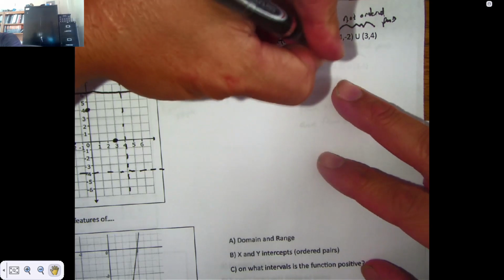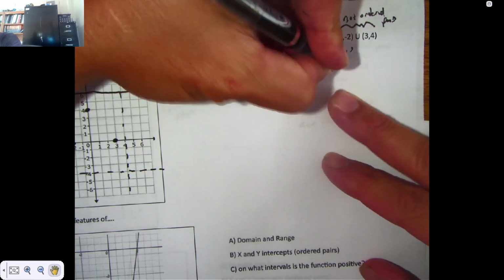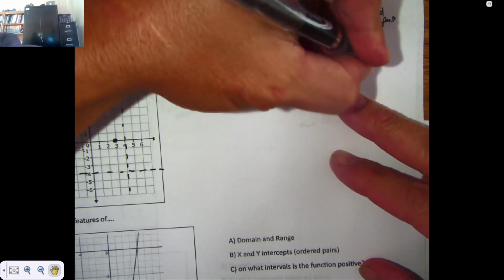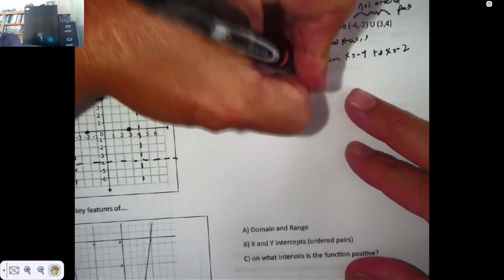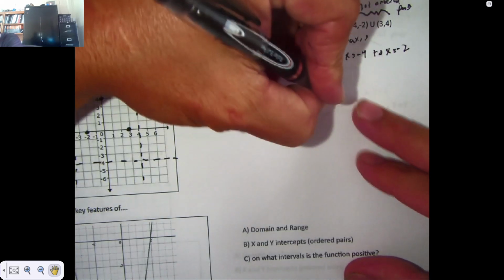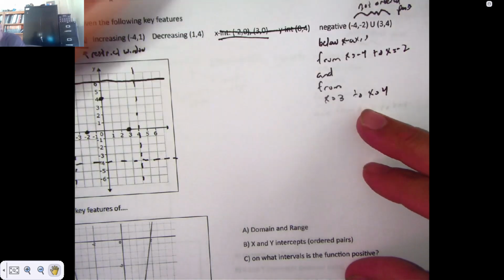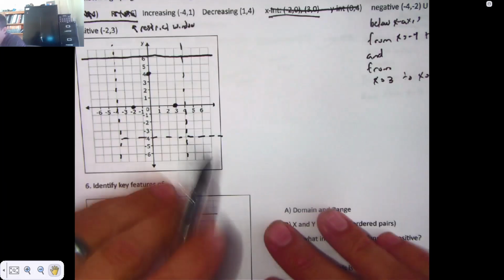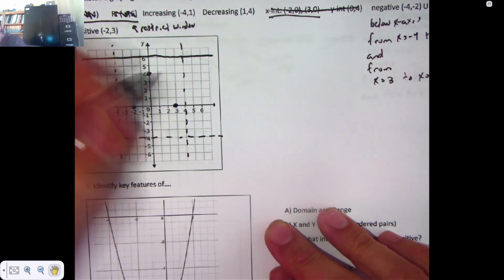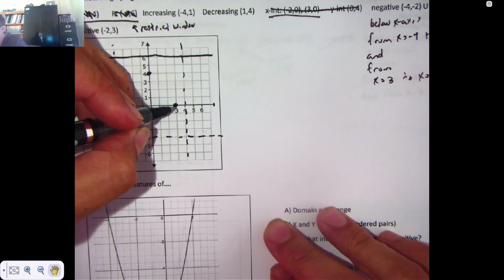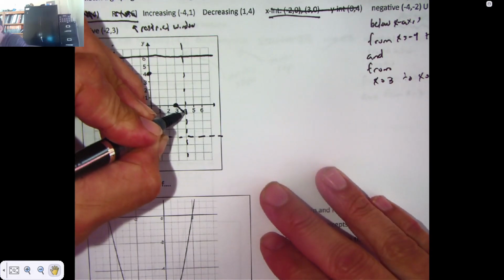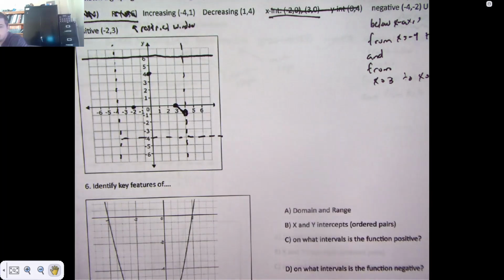The graph is below the x-axis from x equals -4 to x equals -2, not including, because it touches the x-axis at -2, and from x equals 3 to x equals 4. So I don't know exactly what's going to happen over here, but I know it's below the x-axis, okay? Something's going to happen there. I don't know how it's going to happen. I could do this with curves, but I'm just going to do this. And I'm going to put an open hole there because it doesn't actually touch that place.